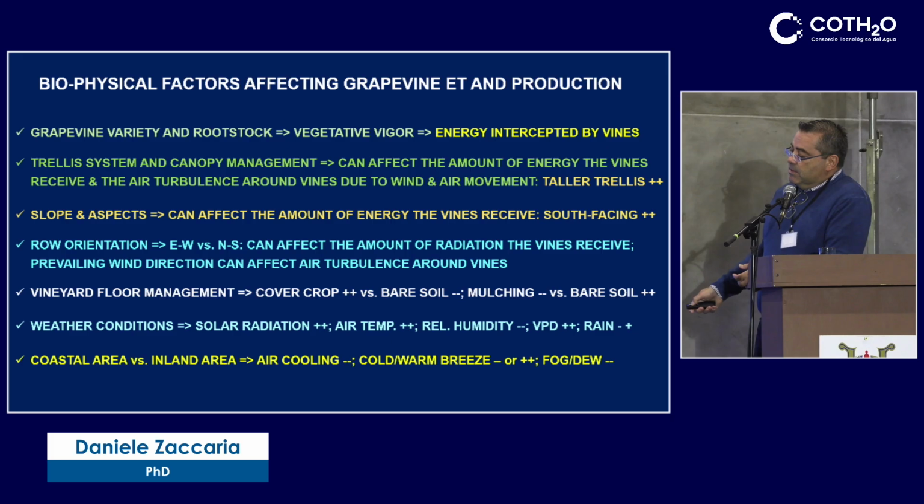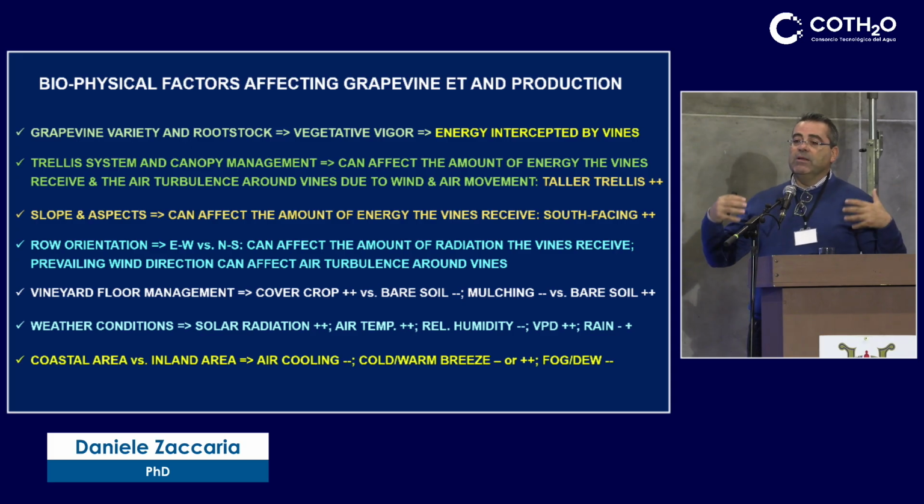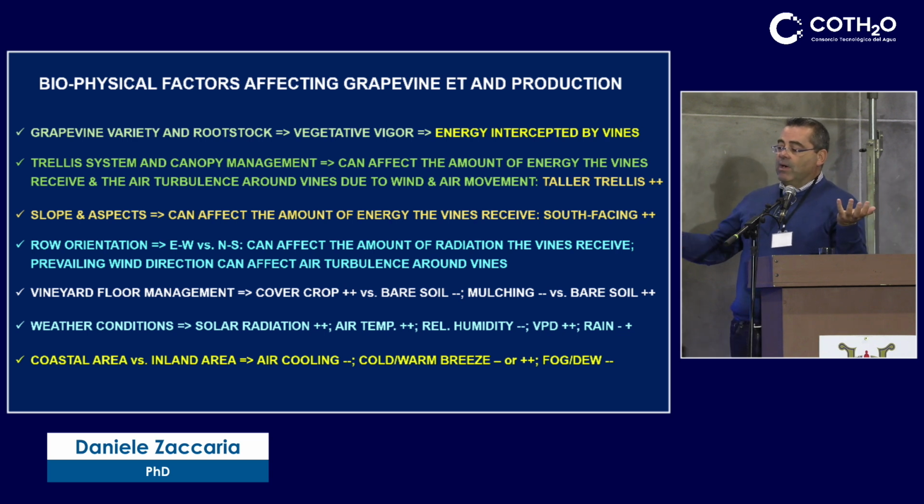Whether we are in the coastal area or the inland area, the grapes might transpire a different amount of water, because sometimes you have a cooling effect from the ocean, and that reduces the temperature and energy available. But we also have a warm breeze in some areas near the sea. We also have fog and dew. Fog and dew is basically water in the air, so that water doesn't come from the soil, but it has a kind of evaporative cooling effect, okay? So this is a short list. It's not comprehensive, but there are a lot of things that regulate evapotranspiration.